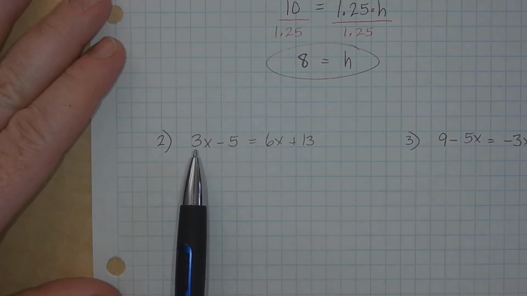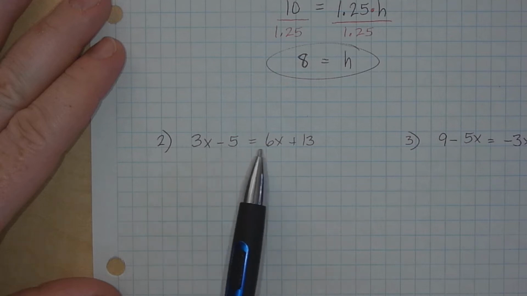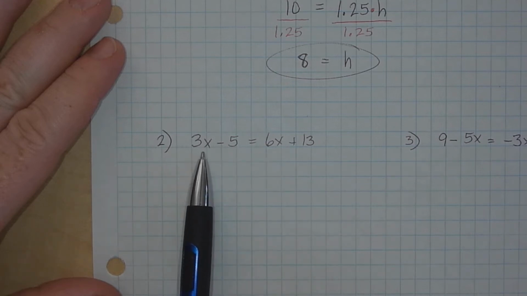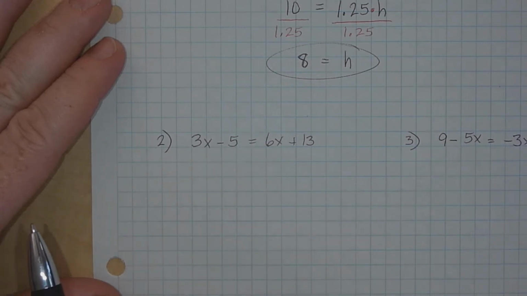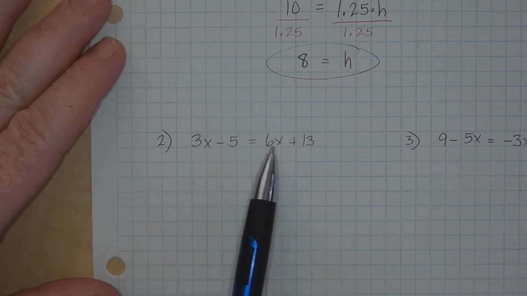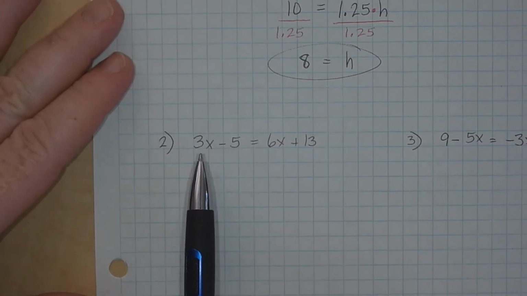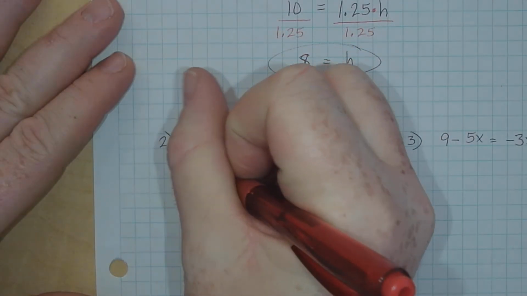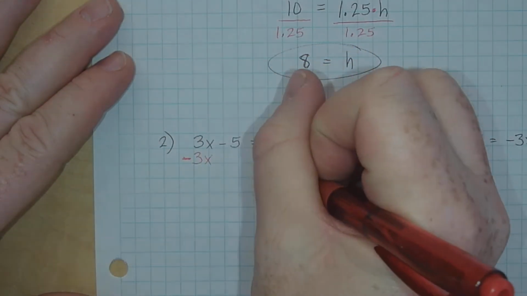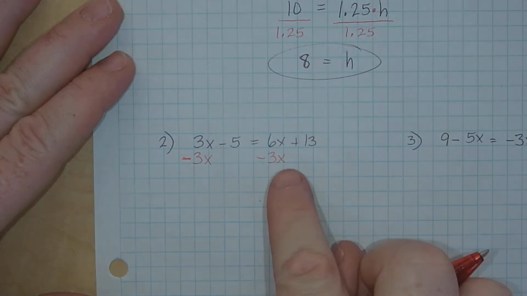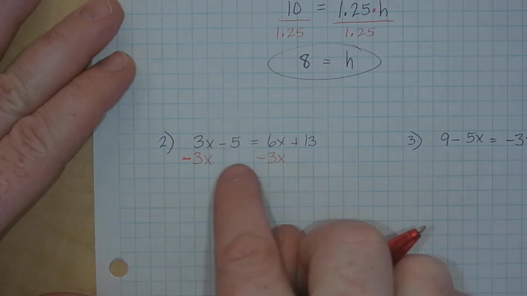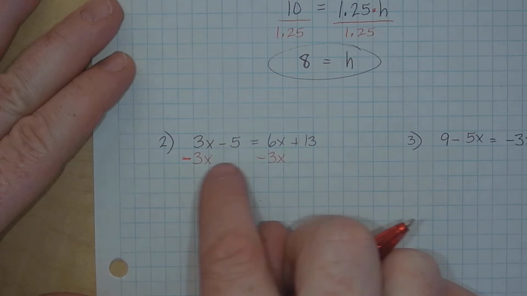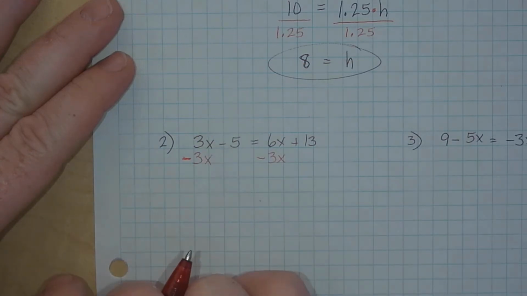So what we have to do at this point is get rid of one of the x's. So either we get rid of the 3x or we get rid of the 6x. My recommendation is to get rid of the smaller one. So you subtract 3x from both sides. And again, it doesn't matter. You could actually subtract 6x from both sides, but then the x would end up over here. This would cancel out, and then you'd have x over here, which is fine.